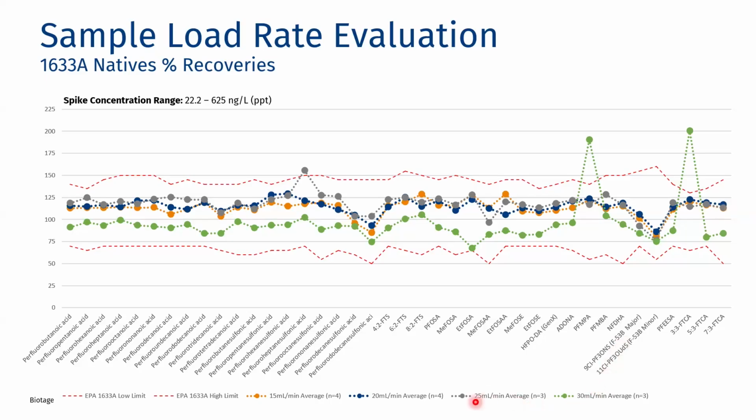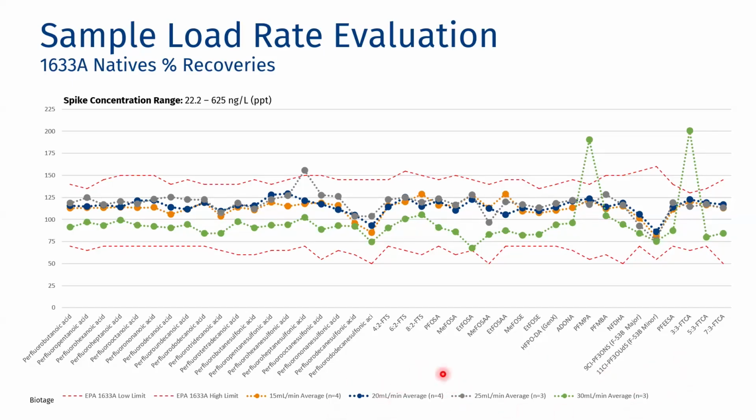Now, you can see that at the 25 mil per minute average, we were starting to get some that were falling outside of the acceptance criteria. And at the 30 mil per minute average, we're getting a few that were way outside of the acceptance criteria. Overall, we were getting a lower recovery, and that's due to the EIS also being recovered low. There was a variance that we saw at 30 mils and at 25. That was a little bit too much.